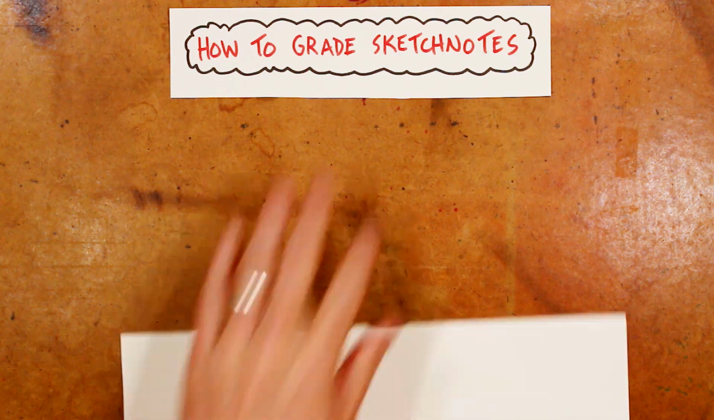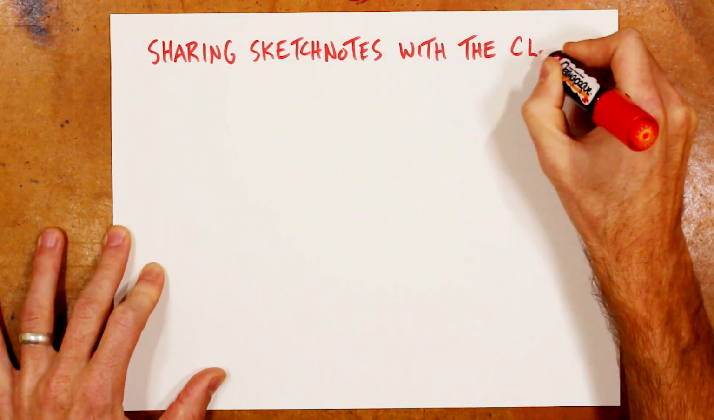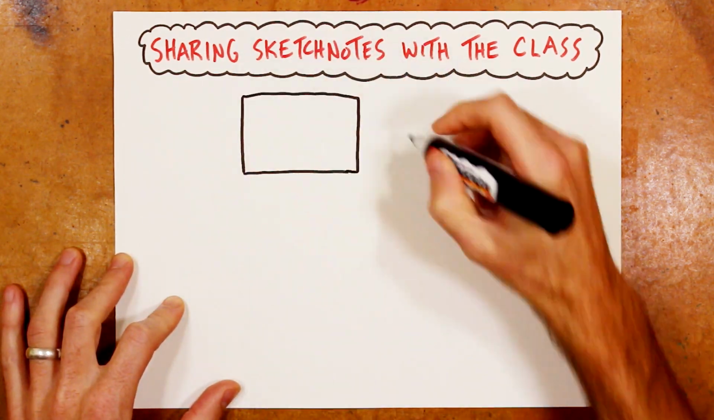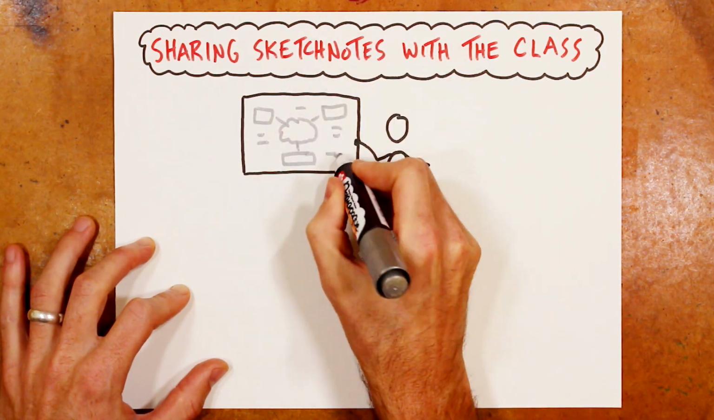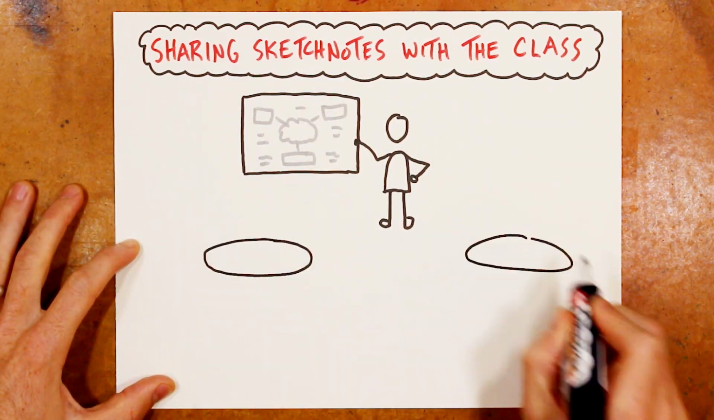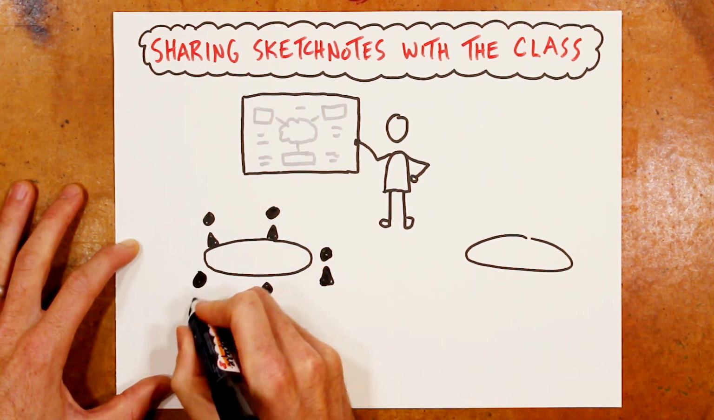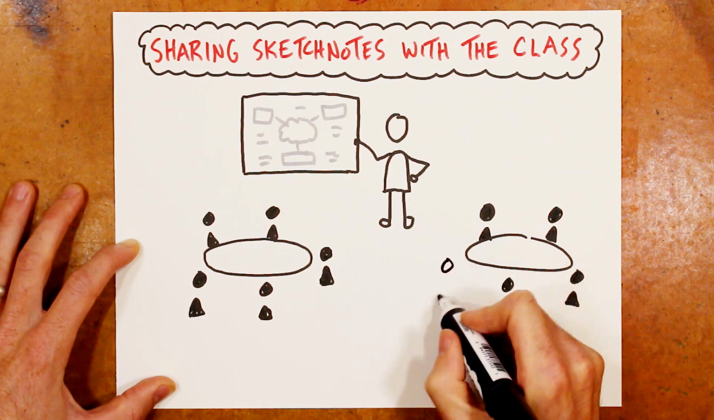One other suggestion that I want to bring in here doesn't have to do so much with grading, but does have to do with feedback and sharing. You might consider having students share their sketch notes, maybe with the whole class, maybe in a small group, because not only will that give the students the opportunity to tell the story behind those sketch notes, it also gives everyone else the chance to see what someone else's sketch notes look like.